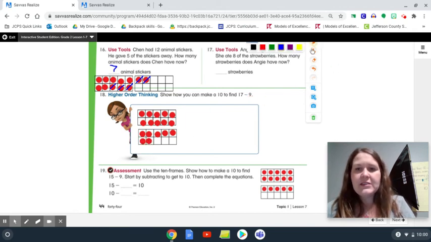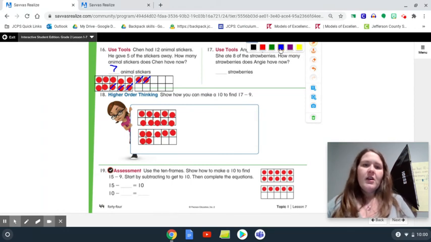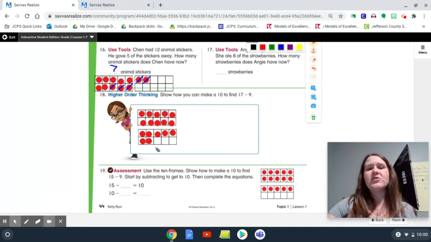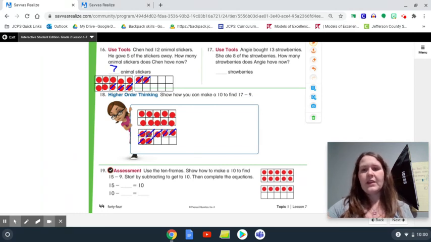And next, we're going to take away 9. So let's make a 10 first. How many of these down here do I need to get rid of to make a 10? We got to get rid of 7. So 1, 2, 3, 4, 5, 6, 7. And then if I have 7 and I need to take away 9, then I just need to take away 2 more. So 8, 9.